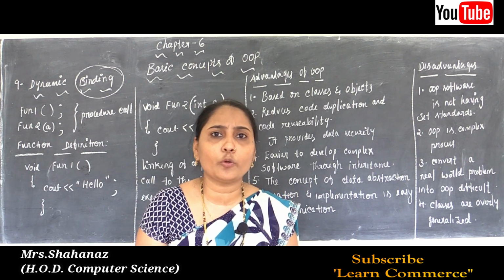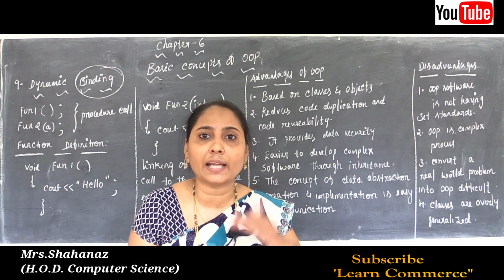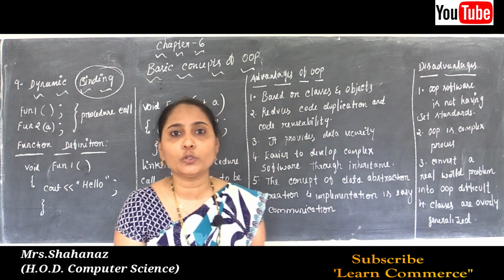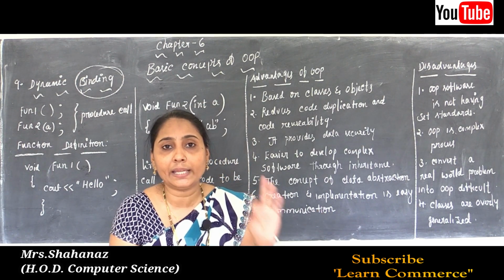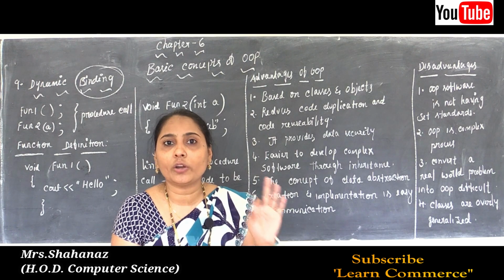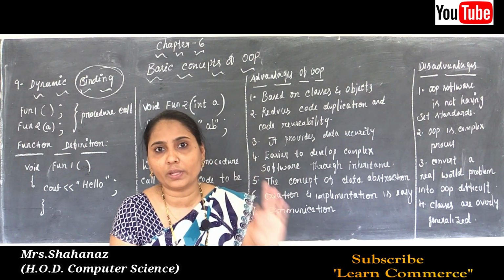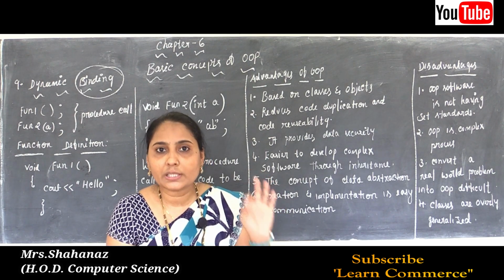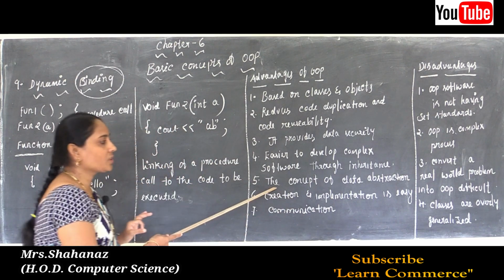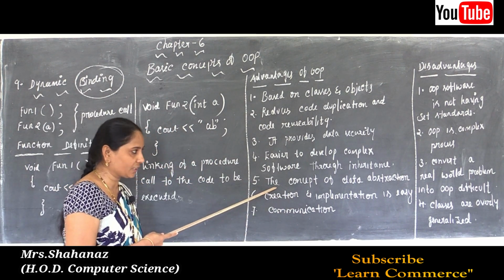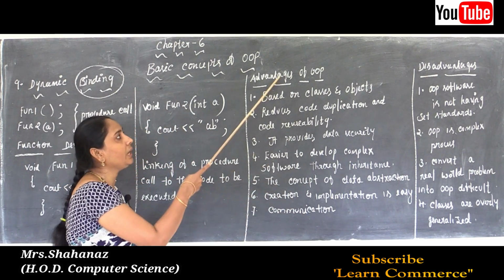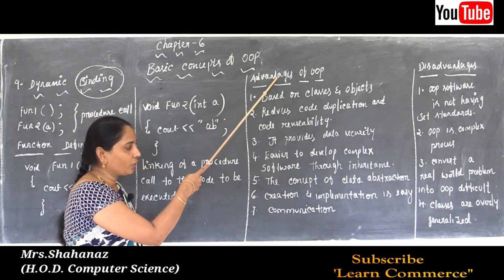That means they interact, but they do not share any background detail or explanation or any internal working of their own. So this is the concept of data abstraction. It is an advantage of object oriented programming.